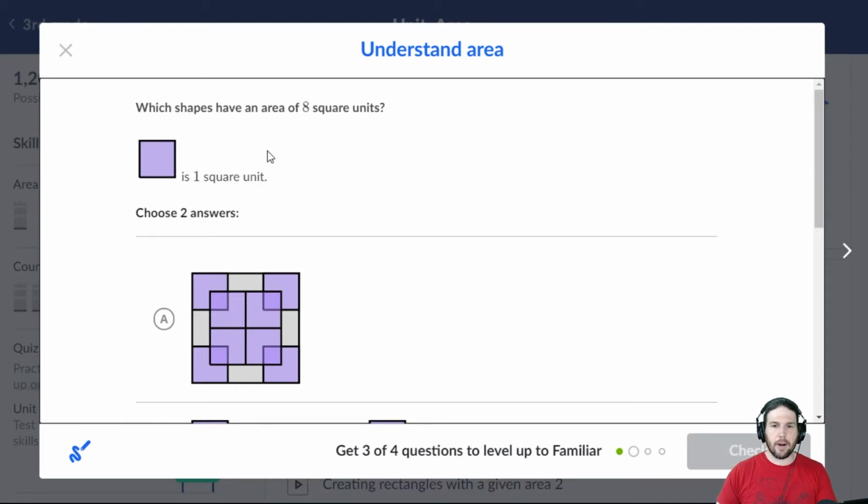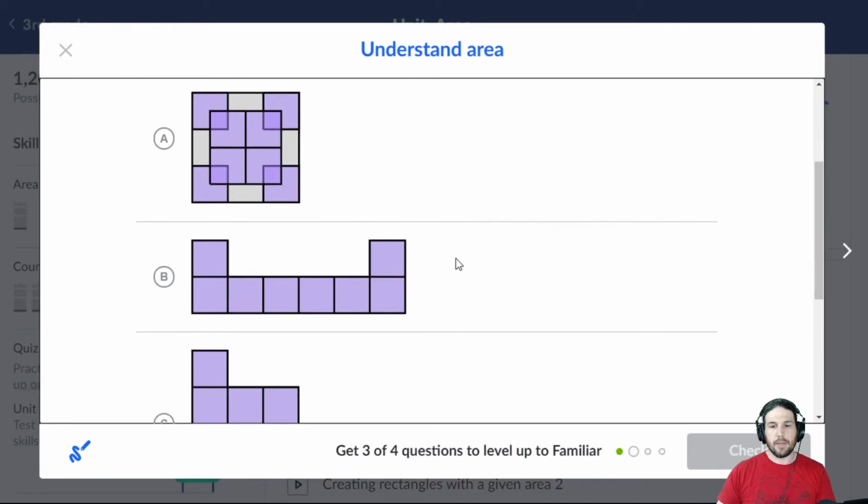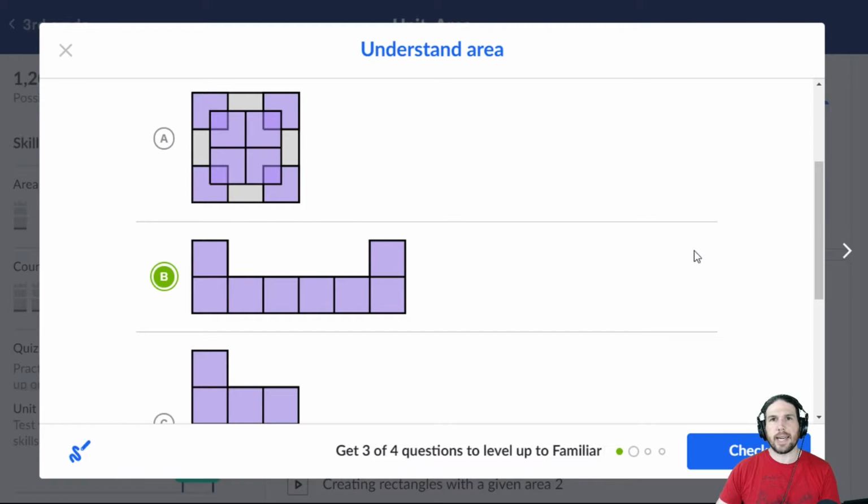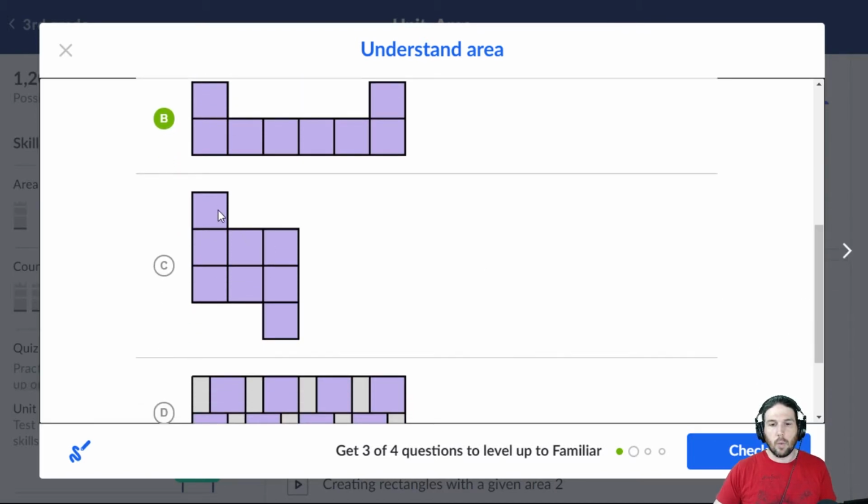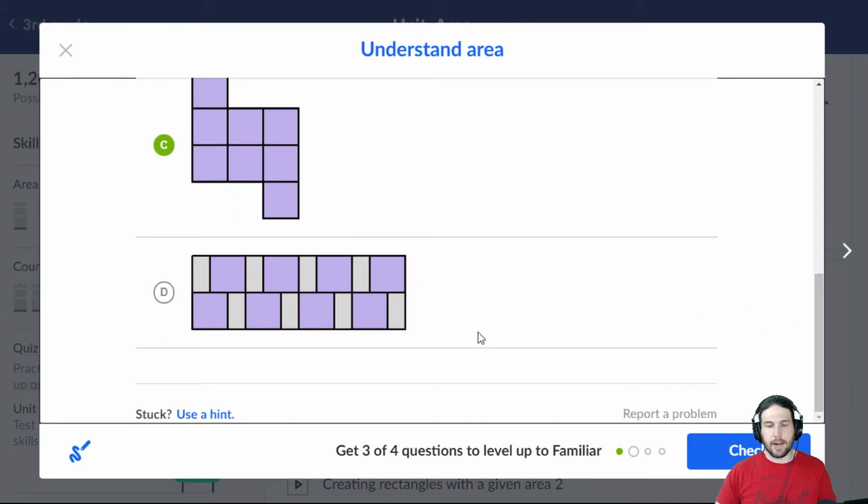Which shapes have an area of 8 square units? I don't know what's going on with A here. But this is 1, 2, 3, 4, 5, 6, 7, 8. So you see, we're just counting again. And just like with addition and multiplication, we start with counting, then we start using counting to add, and then we start multiplying, using repeated addition to multiply. It's the same pattern that we followed, we're just applying it to shapes instead of numbers. 1, 7, 8. And I don't know what's going on with D.